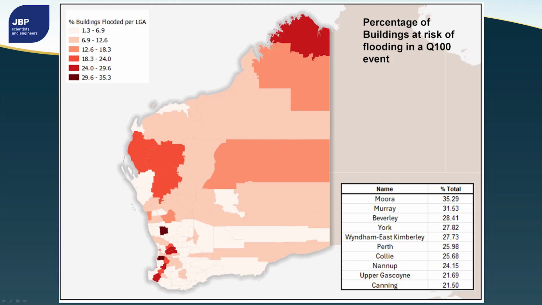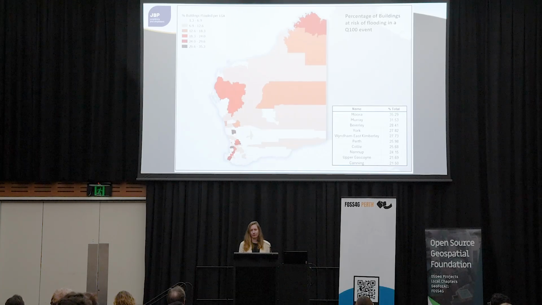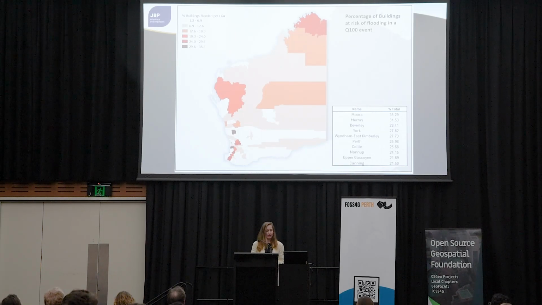And what you can see if I flick between the two is, this is the number of buildings. So if you just looked at the infrastructure that's there, you might think Stirling's the most at risk. Once we intersect that with our flood extent, suddenly you see Moora, Murray, Beverley, York, they're all appearing, there's a lot of places that are somewhere between a 25 to 30% risk of flooding in a 100-year event. This is important because you can give this back to the state and they can start allocating their funding and think about should we really be supporting certain areas of the state.